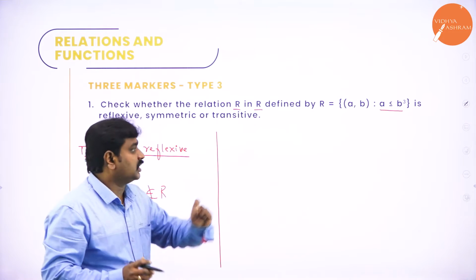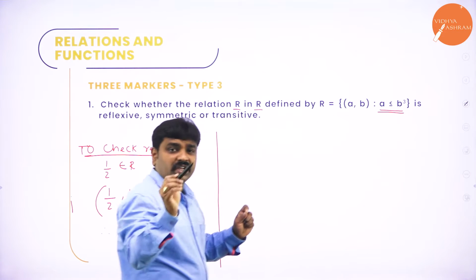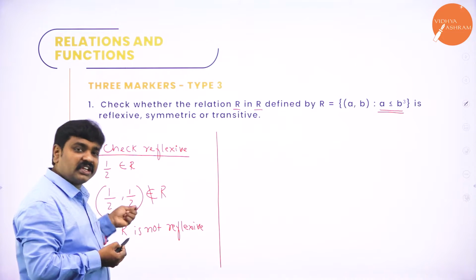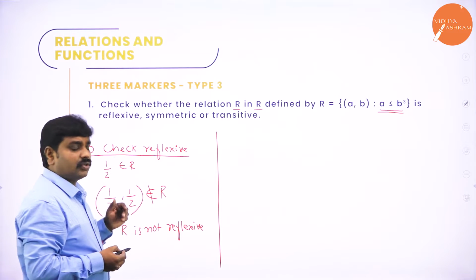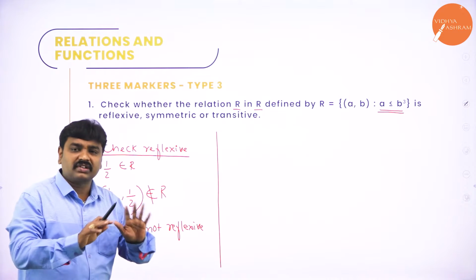As soon as you see this problem, a less than or equal to b cube, and they told real numbers, take the real number, natural number. Take 1/2 or take 1/3, anything fine. So 1/2 belongs to real number. 1/2 comma 1/2 does not belong to real number, therefore R is not reflexive.